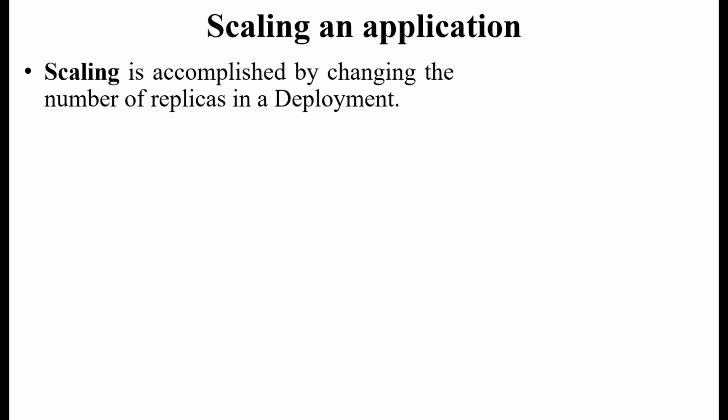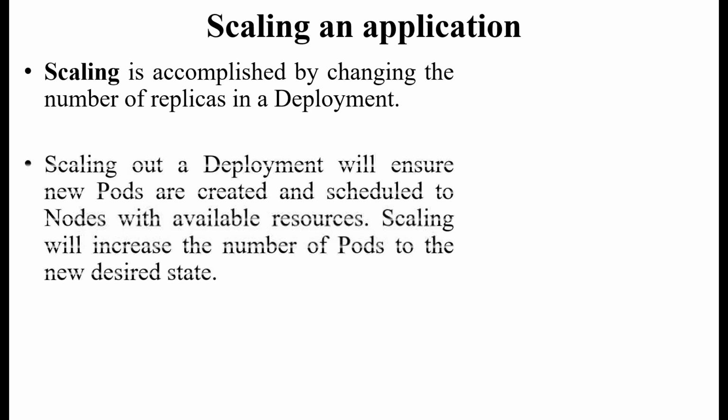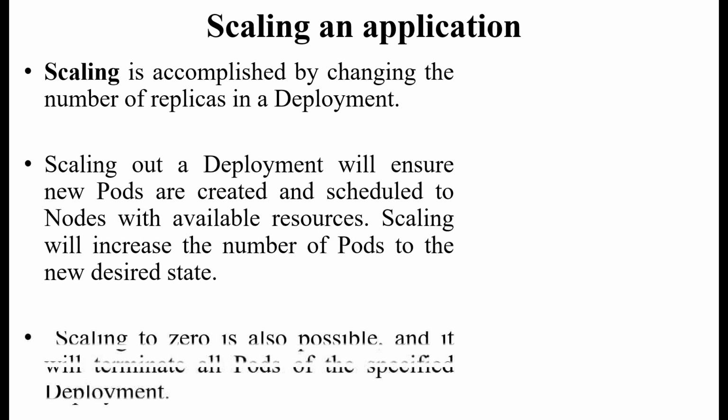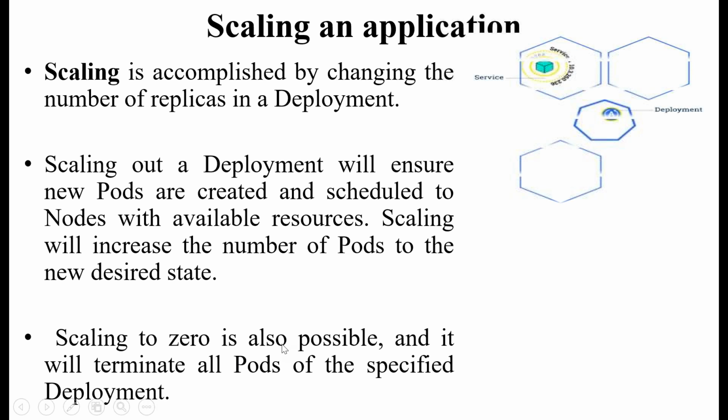Scaling, as we were trying to understand, is scaling up or down. If you'd like to scale up or down, how do you manage it? Scaling is accomplished by changing the number of replicas in a deployment. Scaling out, and scaling to 0, is also possible, and it will terminate all pods of the specified deployment. Suppose a replica set is defined as 0, then no pods are going to launch in Kubernetes. And if you define 4, then 4 pods will be launched in Kubernetes.